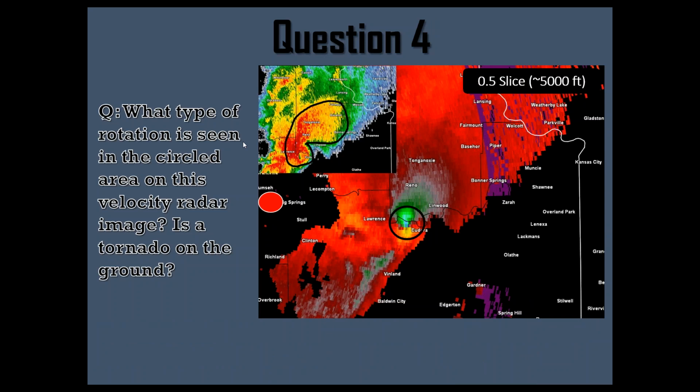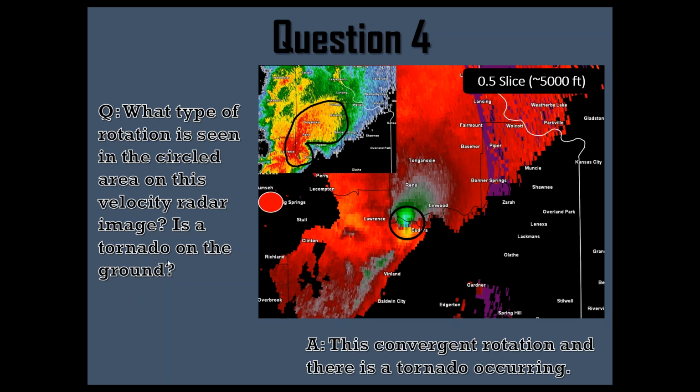Let's look at this one. This one is May 28th of 2019, in the evening near Lawrence, Kansas. This is looking at the half degree. The radar was off to the west, so it's looking at it this way. What type of rotation is seen in the circled area? What type of rotation do you think is occurring? Do you think it's more convergent or divergent? Convergent. Yes, that's correct. More a convergent circulation.